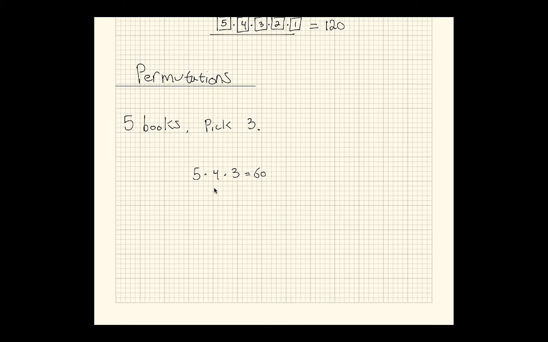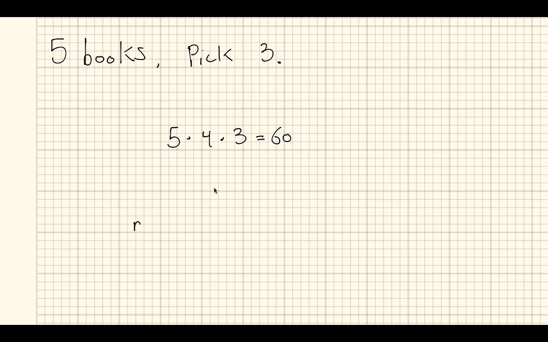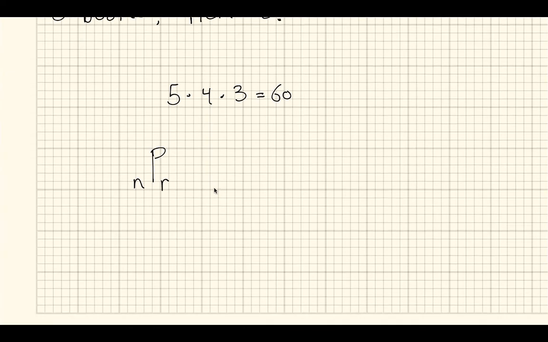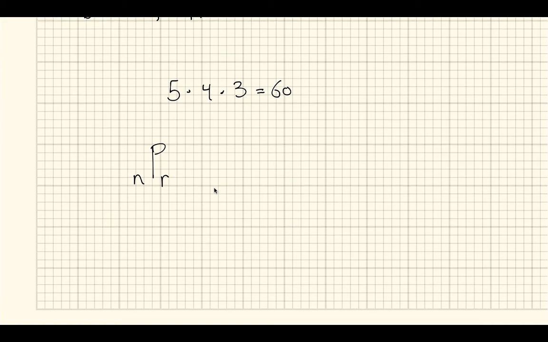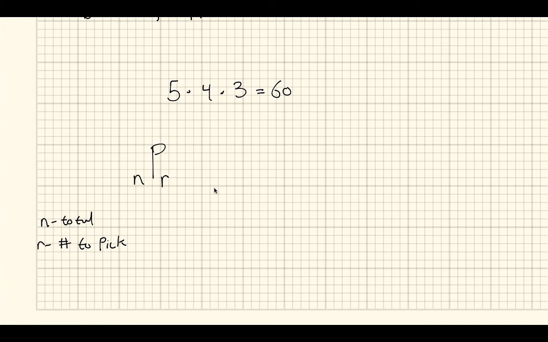So the formula for permutations looks like this, if you didn't want to write it out every time. N is the total, and r is the number to pick. So this formula is n factorial over n minus r factorial.